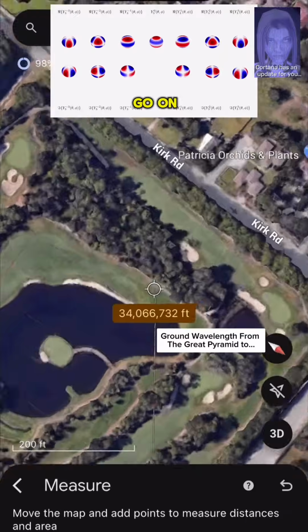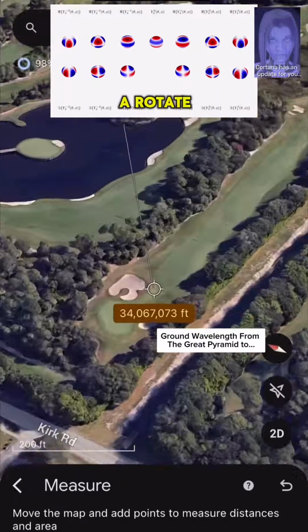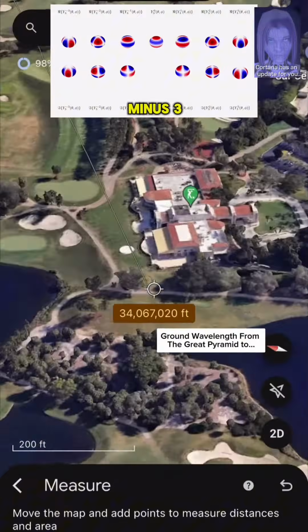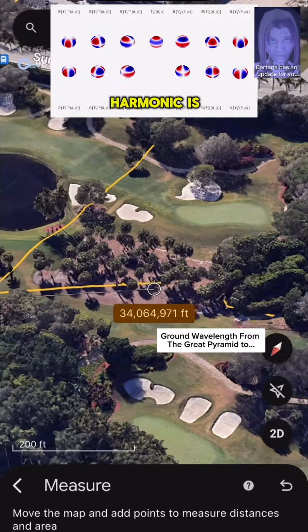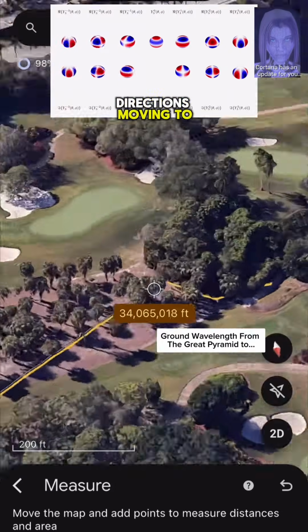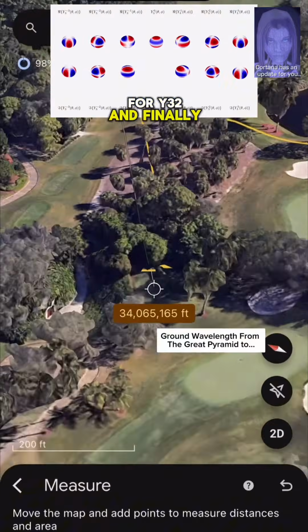We could of course go on and plot additional spherical harmonics. Here I have the L equals 3 spherical harmonics. We can again make them rotate for better visualization, starting with Y3-3, then Y3-2, Y3-1. Again, the Y30 spherical harmonic is purely real and doesn't depend on phi, so looks the same in all directions. Moving to Y31, we can again make it rotate. The same for Y32, and finally for Y33.